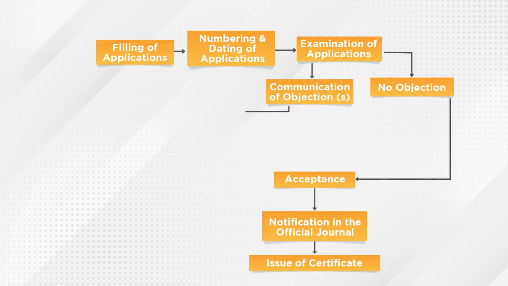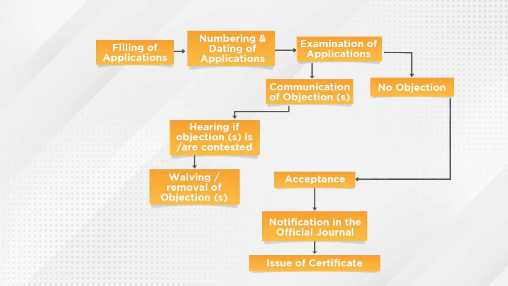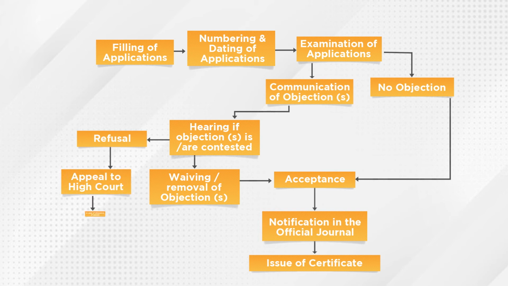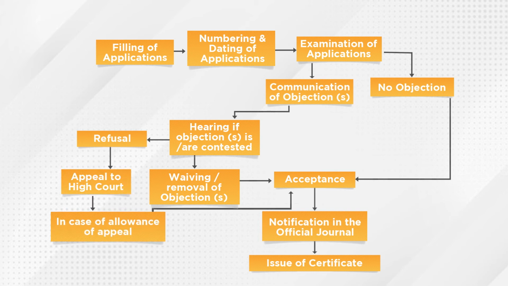But in case an objection is raised, then a hearing is done in person, the objection is contested, waived or removed, and then your application is accepted. After that, notification is published in the official journal and the application is accepted. But in case the application is rejected or refused, then an appeal in the High Court is made. In case of allowance of the appeal, there is notification in the official journal and acceptance.